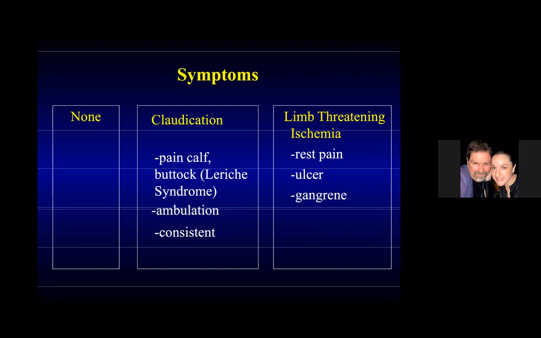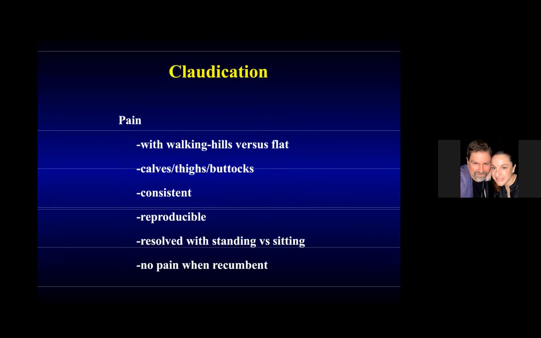But if you have a patient that comes to your office, right, and you see them and they're all wrinkled up because they've smoked their entire life, okay, they have a raspy voice and they smell and reek of cigarette smoke, and they come in and they have rest pain and they have an ulcer or even gangrene, you're going to be suspicious that that patient has profound critical limb ischemia, okay? So those are the symptoms.